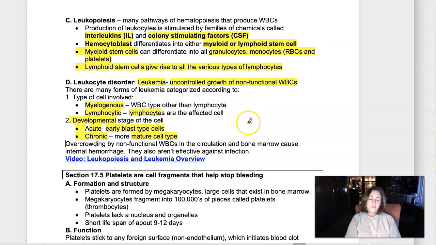You don't need to know the different types of leukemia, but as an example, acute lymphocytic leukemia is a common childhood disorder compared to chronic myelogenous leukemia, which is usually found in older people. But hopefully just knowing this terminology, if you ever did hear the term, you can kind of figure out the cell type and also the developmental stage of the cell that's growing out of control.